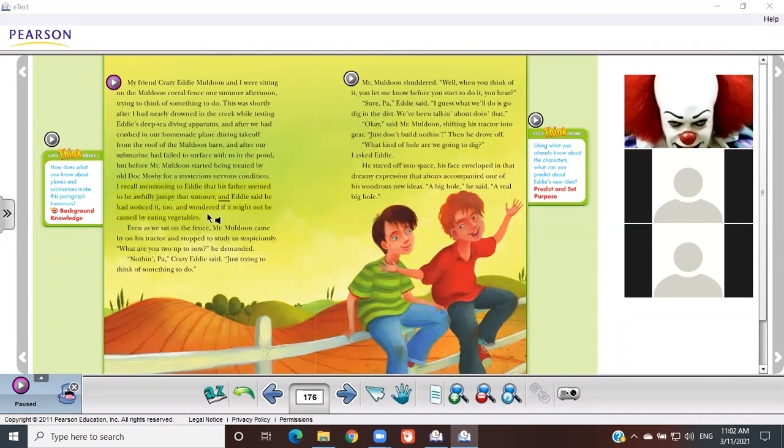I think because he failed to surface with us in the pond. Who is he? We're talking about Eddie's father, okay? Eddie's father was worried all the time and he has a mysterious nervous condition. Why do you think he has those? Is it, as Eddie said, because of eating vegetables? Impossible, very good. So there's another real reason, right? I think Mr. Muldoon started being treated by old Doc Mulshy for a mysterious nervous condition. Yes, he had this condition. Why did he get it?